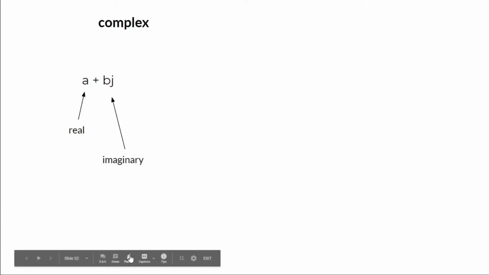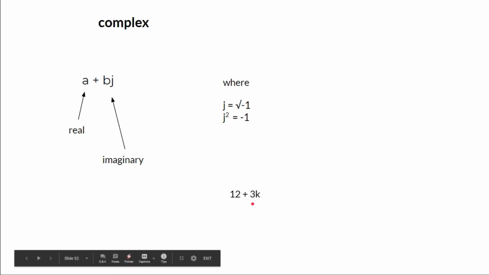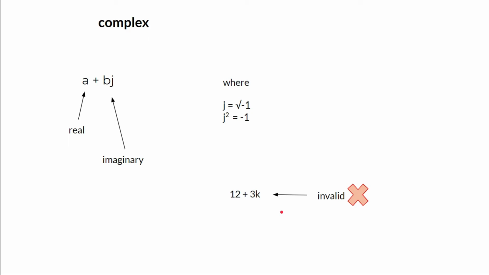Hi, now we are done with the string methods. So today we'll see complex data type. Complex numbers are written in the form a plus bj, where a is the real part and b is the imaginary part. And j is equal to the square root of -1. We cannot write the notation like a plus bk. This will be invalid. We can only use j for representing imaginary part.